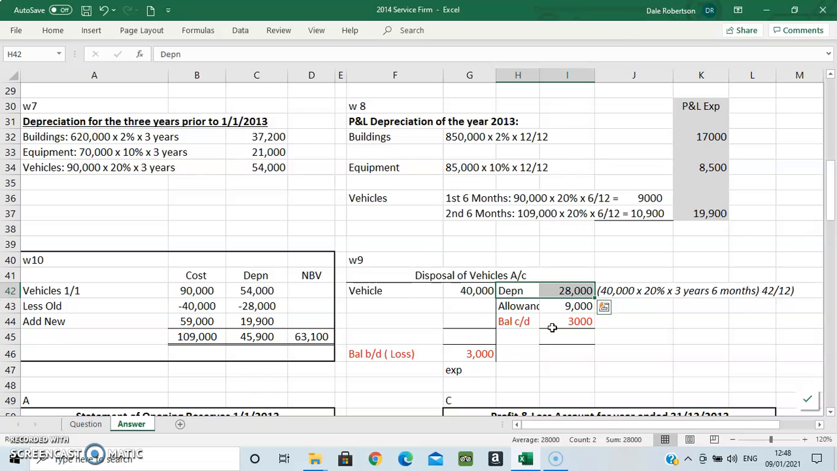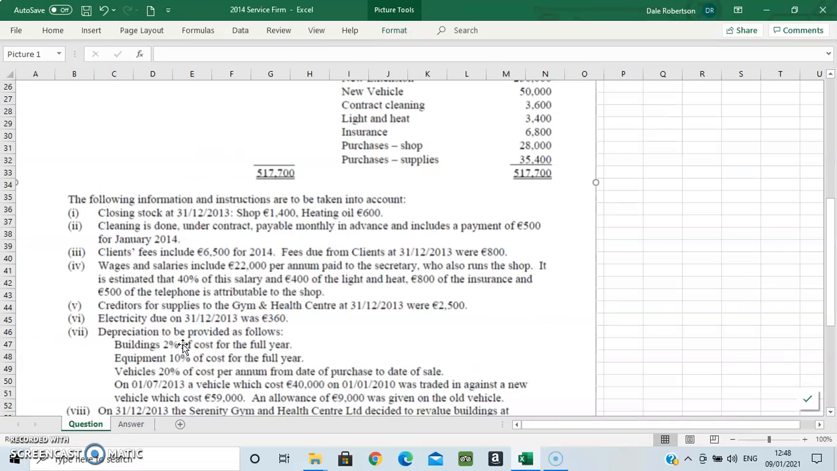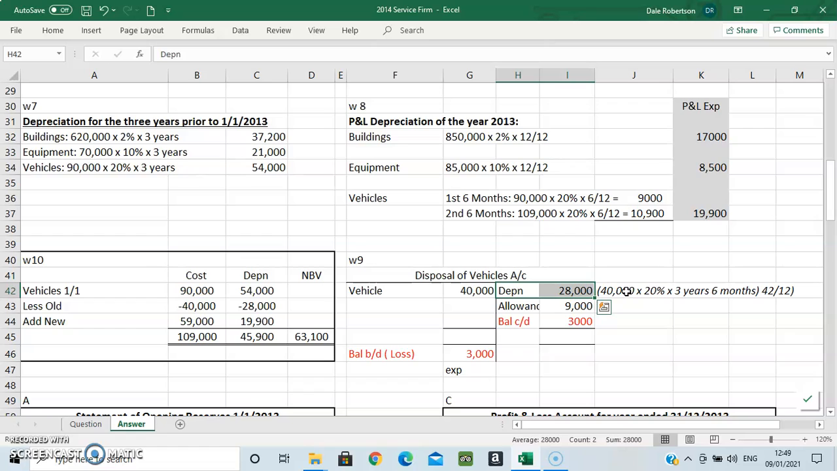How did I get that 3 years and 6 months? Well, if we go back to the question, we will see that that is from the day you bought it, which is the 1st of January 2010, until the day you sold it, which is the 1st of July 2013. That's a full 3 years, 2010, 2011, 2012, and 6 months into 2013. So when you do this sum, 40,000 by 20% by 42 over 12, that's 28,000. That's how much the depreciation was.